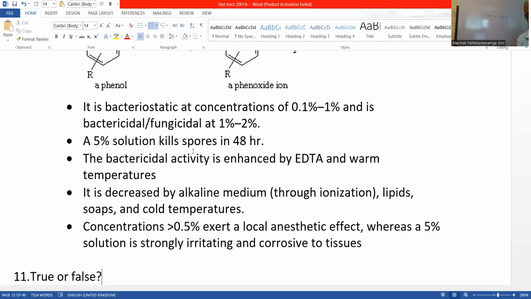Five percent solution is strongly irritating. You can't handle that strength. Normally they use 1 to 2% phenol.